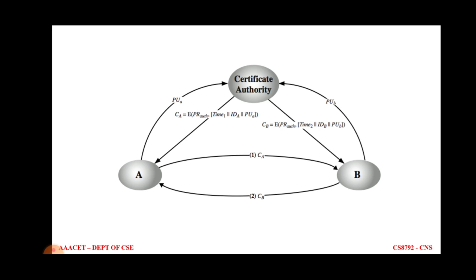Then the sender A sends the certificate of A to the responder B, and simultaneously B also registers their public value with the certificate authority. So B sends some information about themselves, PUB, to the certificate authority. The certificate authority sends the certificate information CB to B. This certificate contains the private key value of the authority, the identifier of B, and the public key value of B. And then B also sends their own certificate, CB, to A. So this is all about key distribution.